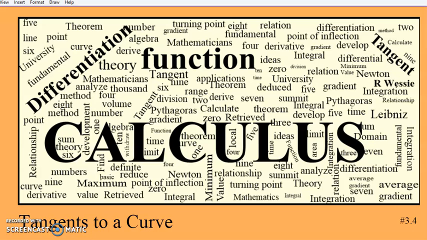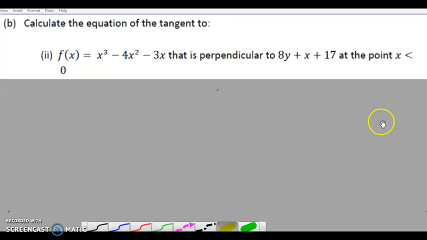Right, we're busy with calculus and we're still looking at tangents to a curve, and we are now inspecting when a tangent is perpendicular to one line or whether it is parallel to one line. We've looked at parallel to one line. Now we're going to look at one that is perpendicular to another line. This question asks us to calculate the equation of the tangent to the following function that is perpendicular to 8y plus x plus 17.